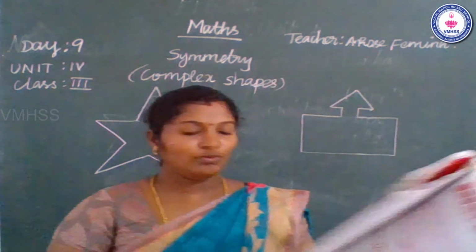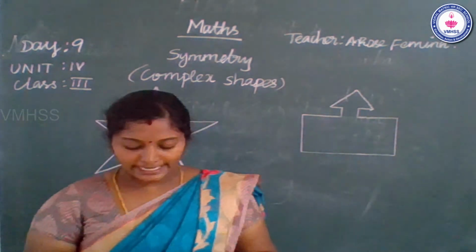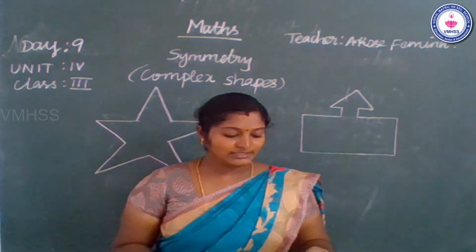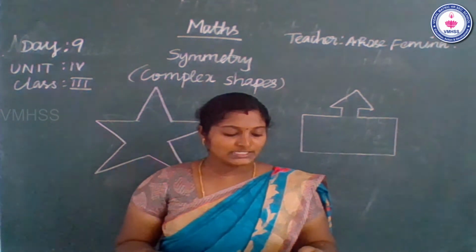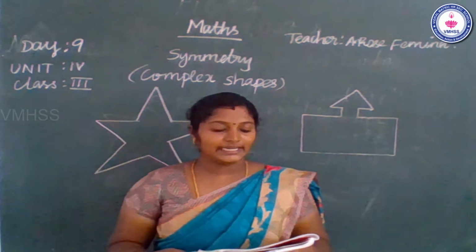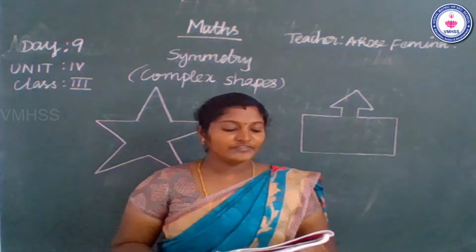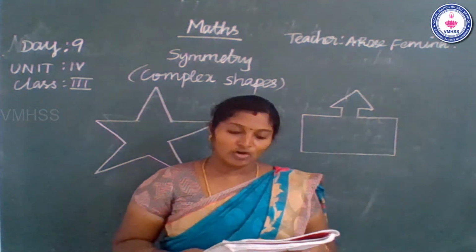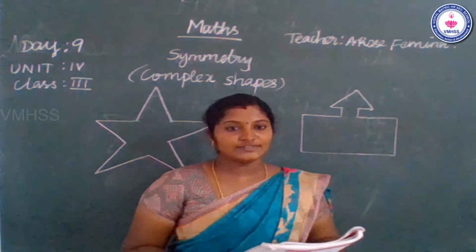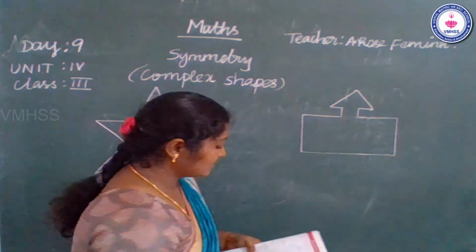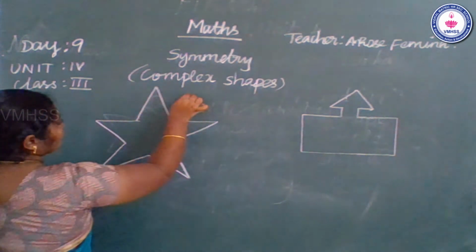Okay, so now take your Max workbook, take page number 89. So what is the first picture? First one is star. You already drew a line of symmetry. Tell whether the dotted line on each letter or object represents a line of symmetry. Is it the correct line of symmetry or wrong?